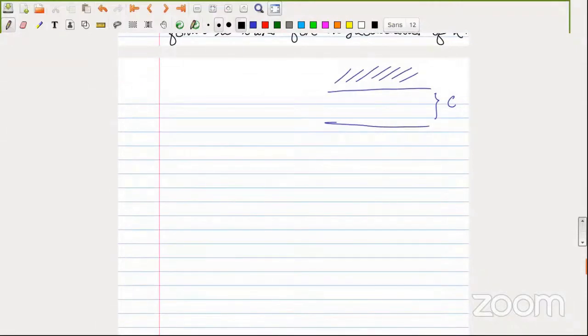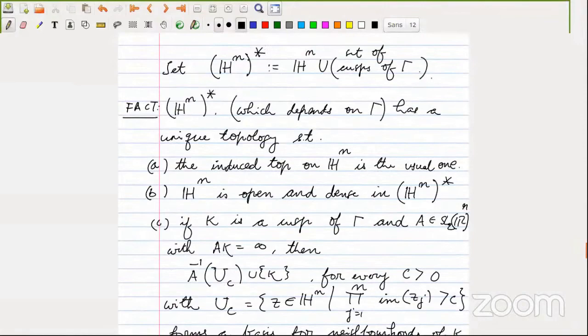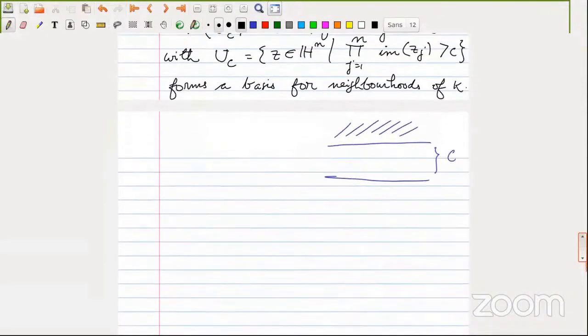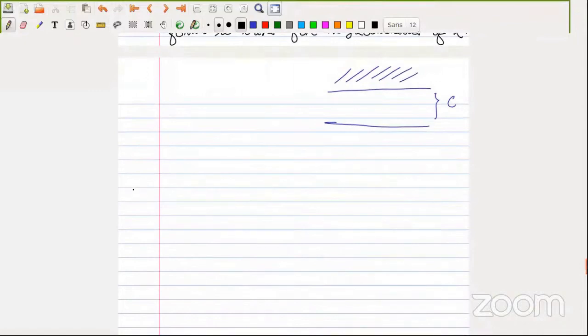Now, we have defined SL2R and its action on H to the n, we have given a characterization of discrete subgroups of SL2R to the n, and we have defined what cusps are. We have obtained this enlarged set H_n star, which consists of H_n and the cusps of gamma. Now there is an interesting lemma which is useful when we look at the structure of H_n star mod gamma.